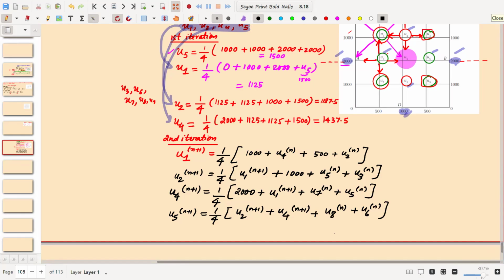So actually the idea here is you have U8 of n, and U8 is equal to U2. So U8 of n you can only replace by U2 of n. You cannot replace it by U2 of n plus 1. And U6 of n is equal to U4 of n, so you can replace it by U4 of n. That is okay.